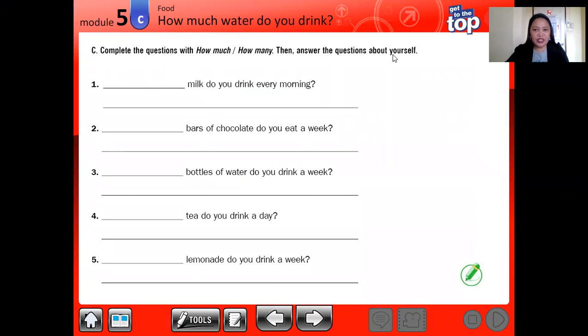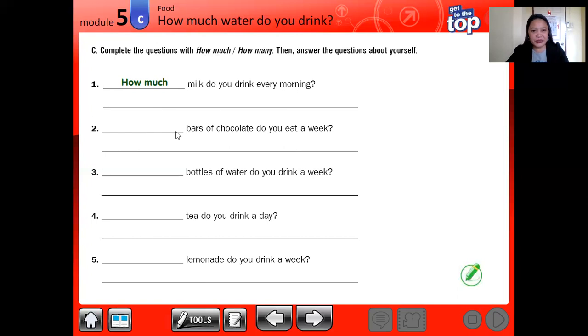Then answer the question about yourself. So I'm going to give you only questions. Then you will be the one to write your answers, okay? Example, number 1, milk is countable or uncountable? So we are going to use how much or how many? Milk. How much? Because milk is an uncountable noun, so we use how much. Then you are going to give me your answer later.